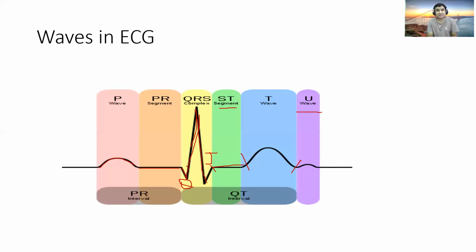What is the reason for the PR segment? It is the delay in the AV node. What is the reason for the QRS? It is because of ventricular depolarization. The ST segment is an electrically silent region, and the T wave is because of ventricular repolarization. The U wave is because of mid-septal repolarization. It's another common wave that we see in the EKG.